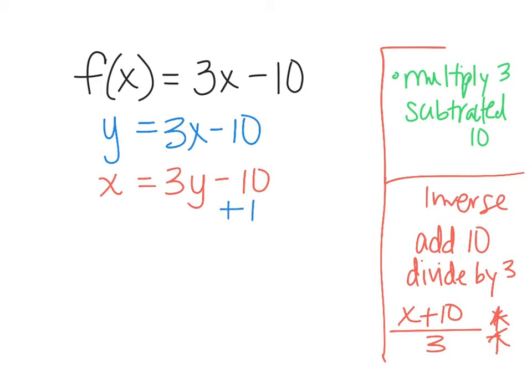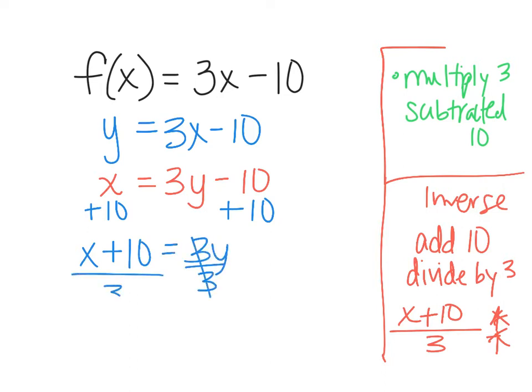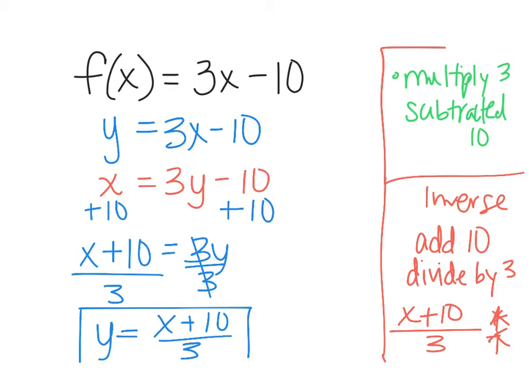Okay, so I'm going to add 10 to both sides. Add 10. I get x plus 10 equals 3y. And then I need to divide by 3. Divide this whole thing by 3. I end up with y equals (x plus 10) over 3. Now, look, either way I did it, I got the same answer.